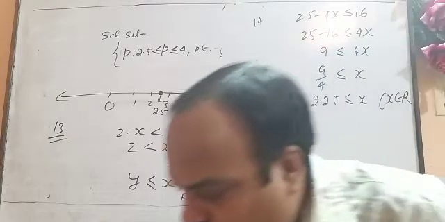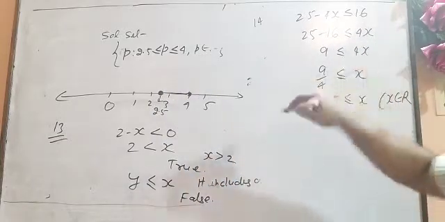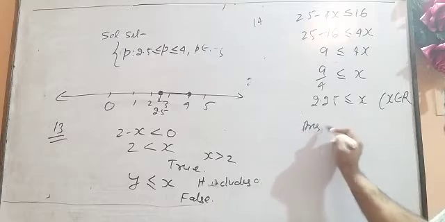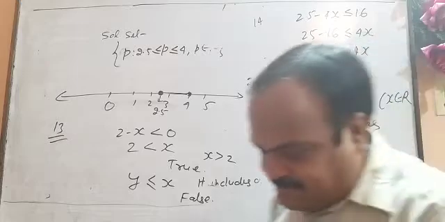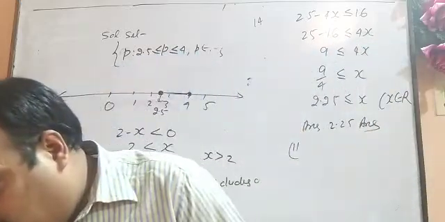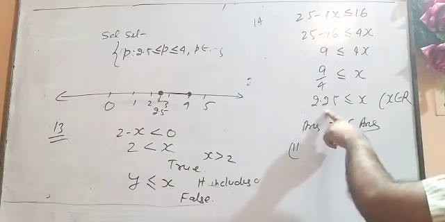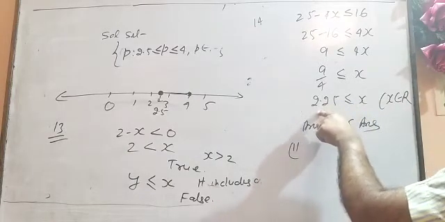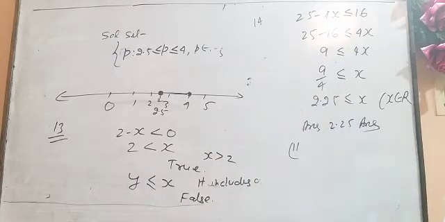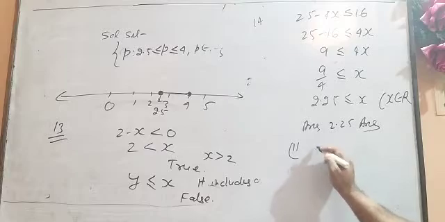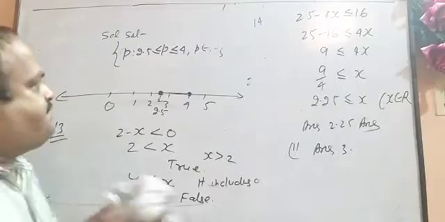The smallest has been asked, right? The smallest. So the real value of x which is smallest will be 2.25. That is the answer. But for the second case, the smallest value of x when x is an integer. This is not an integer. So x is greater than this. So the smallest integer next to this one will be 3. So in this case, the answer will be 3. Next question.